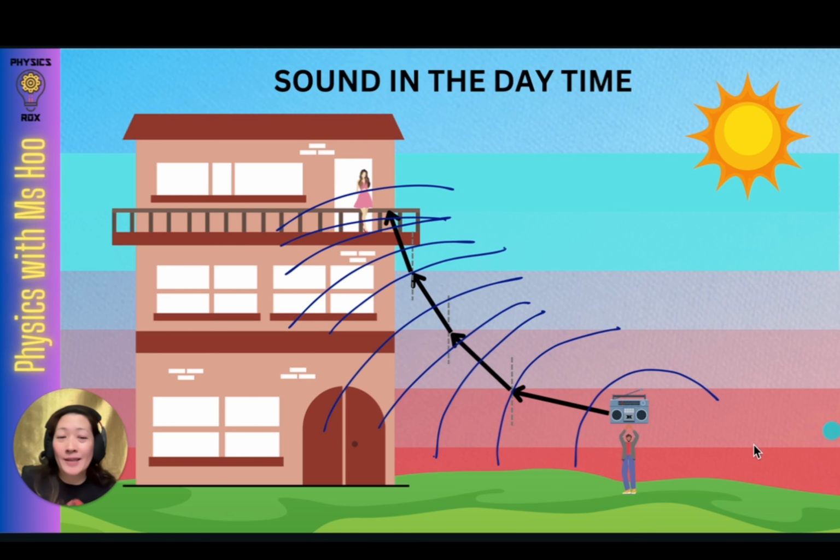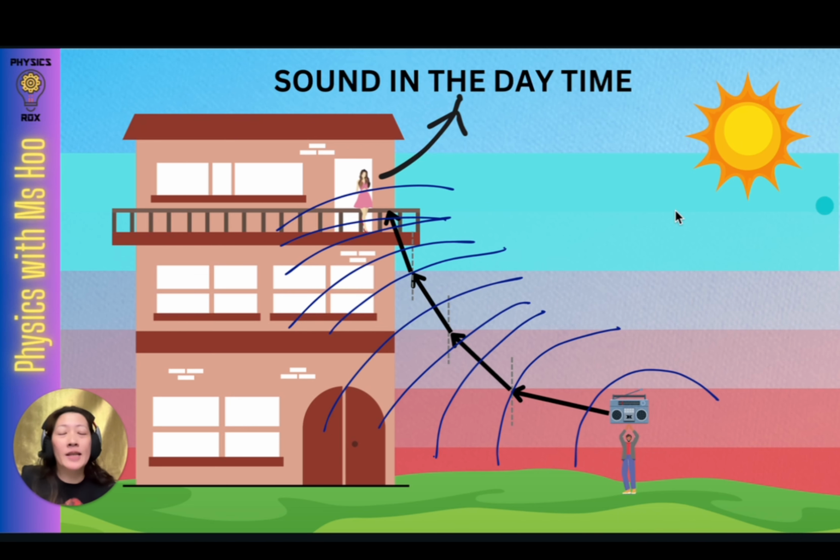Why? Because, as we can see in the daytime, sound tends to travel upwards. That means that if she were to speak, the sound of her voice will tend to travel upwards, away from him and not towards him. So if she says something, he's going to be like, "What? I can't hear you. What?